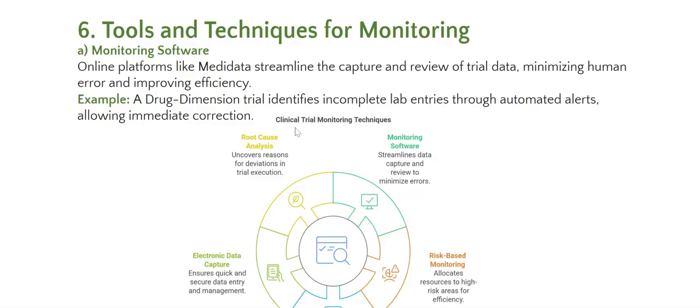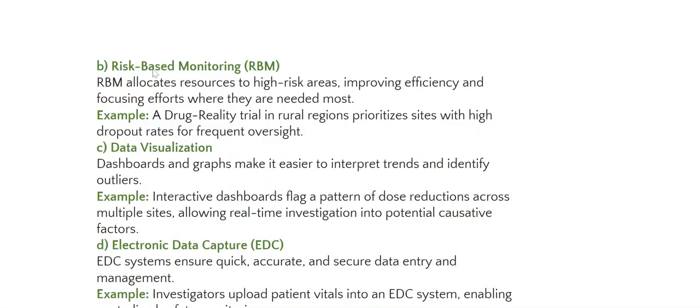And here is a summarized diagram on clinical trial monitoring techniques: root cause analysis, electronic data capture, data visualization, risk-based monitoring, and monitoring software. Then we have risk-based monitoring. After the monitoring software, we have risk-based monitoring, RBM, as RBM allocates resources to high-risk areas, improving efficiency and focusing efforts where they are needed most. For example, a drug reality trial in rural regions prioritizes sites with high dropout rates for frequent oversight.